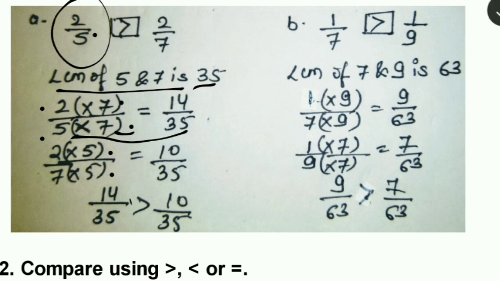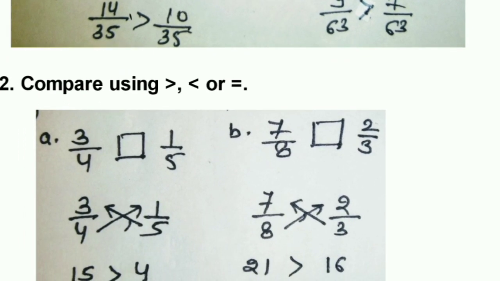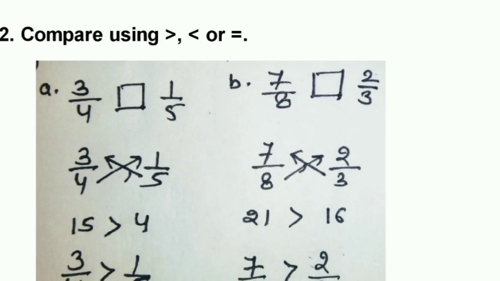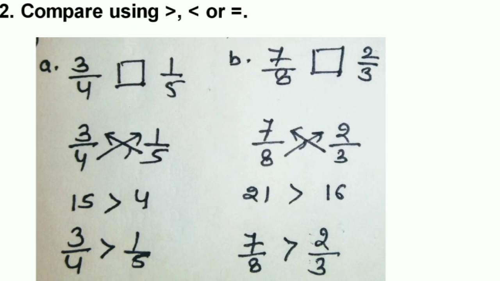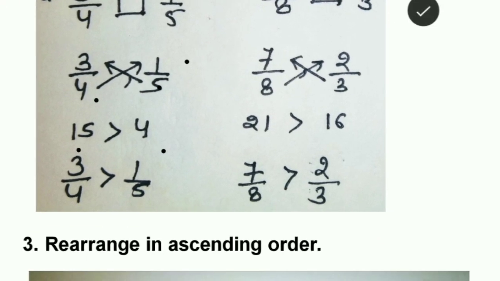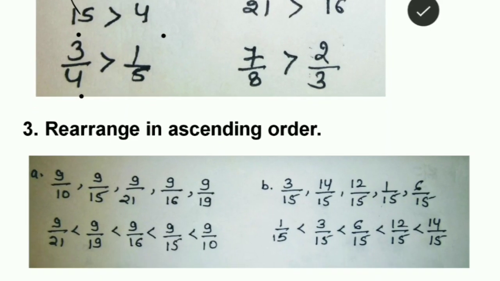One more I have done. Same thing in this one. By using cross multiplication you can solve it, or by taking LCM also you can solve it. 3 by 4 and 1 by 5. In this one, by cross multiplication, 3 5s are 15, 4 1s are 4. Greater number is 15. 15 means 3 by 4. Clear? Next is rearrange in ascending order.